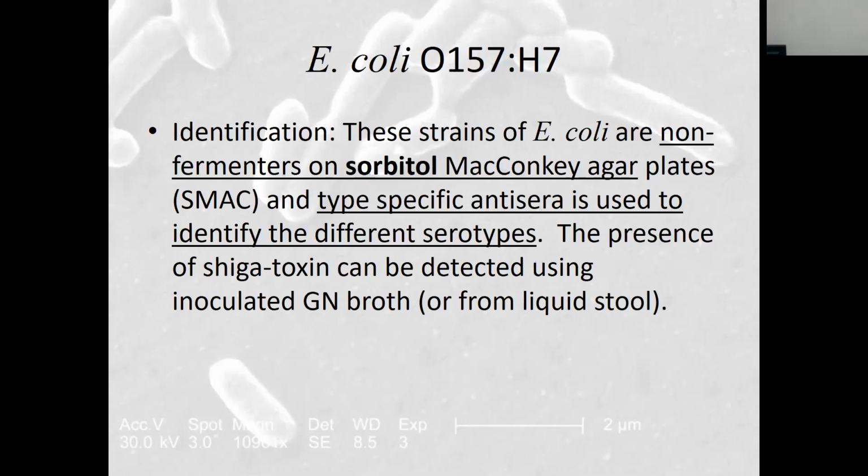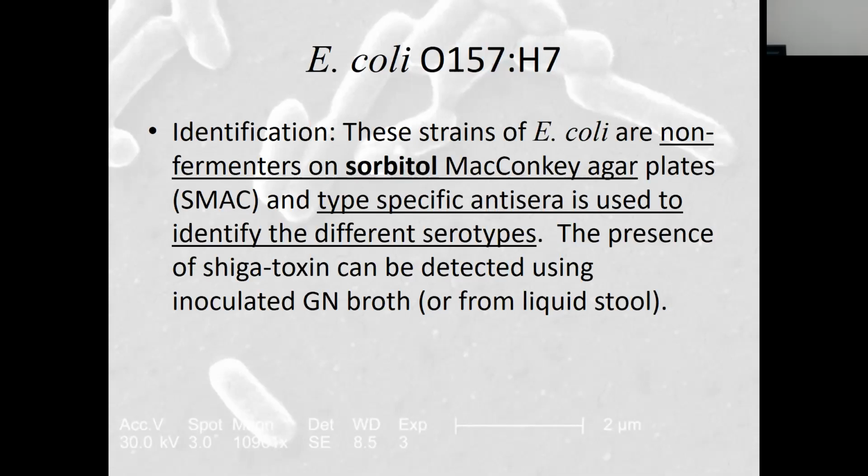Sorbitol McConkey, S-M-A-C. Okay? So, in your micro lab, say we got the blood and the McConkey down there today, and what if we suspected we had an E. coli with a bloody diarrhea and we want to screen it through this? Maybe the diagnosis is bloody diarrhea. Here it is. Here's your stool culture. An E. coli would usually get ignored on a stool culture unless it was 0157. So you would actually need a McConkey plate with sorbitol in there.